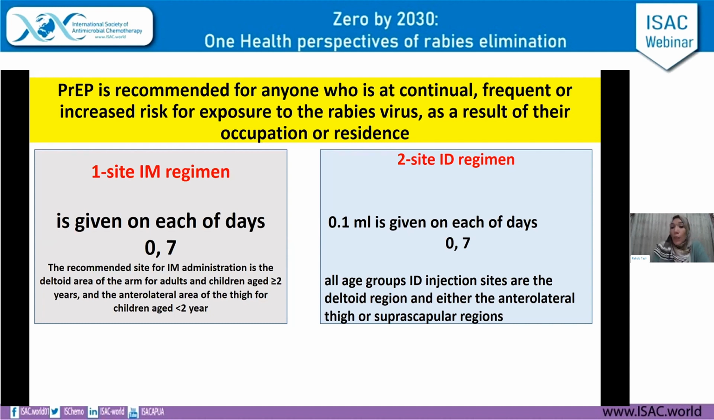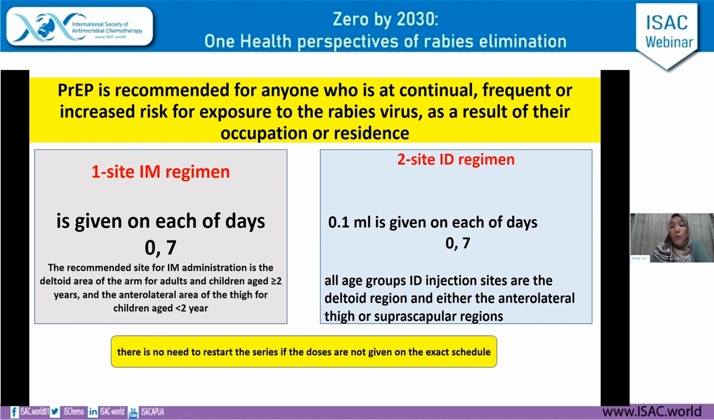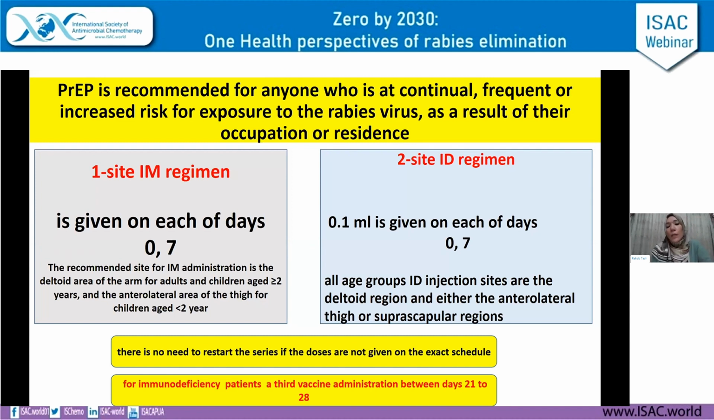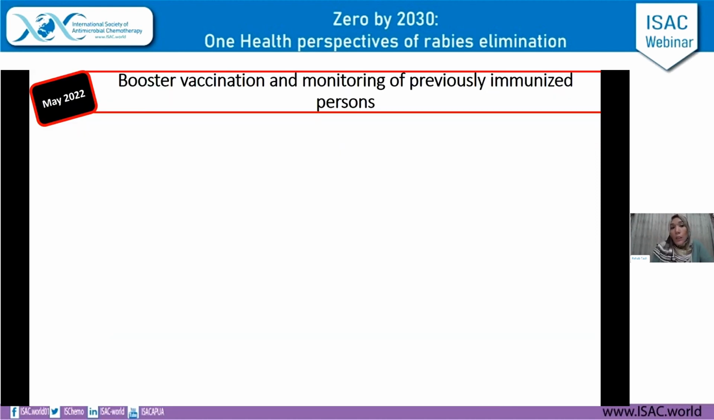For intradermal injection, use the deltoid region, the suprascapular region, or the anterolateral thigh. Never inject rabies vaccine into the gluteal region. If there is a drop in the series of vaccination, with just 2 doses, the second dose can be given anytime. There is no need to restart. For immunodeficient patients, we add a 3rd dose between 21 and 28 days after the last dose.